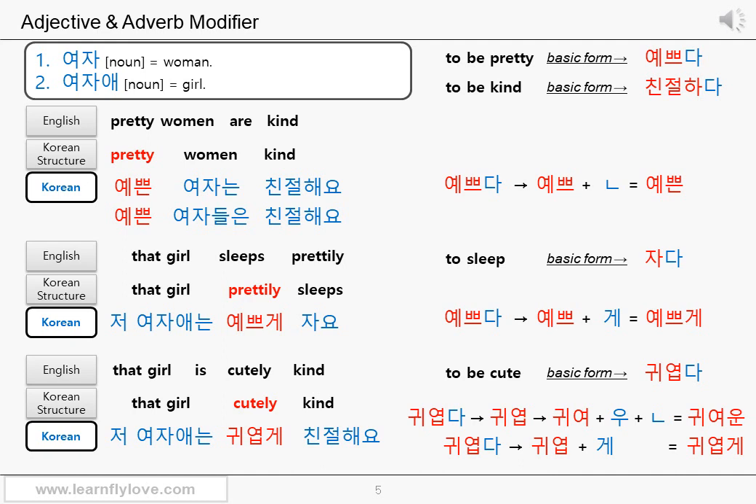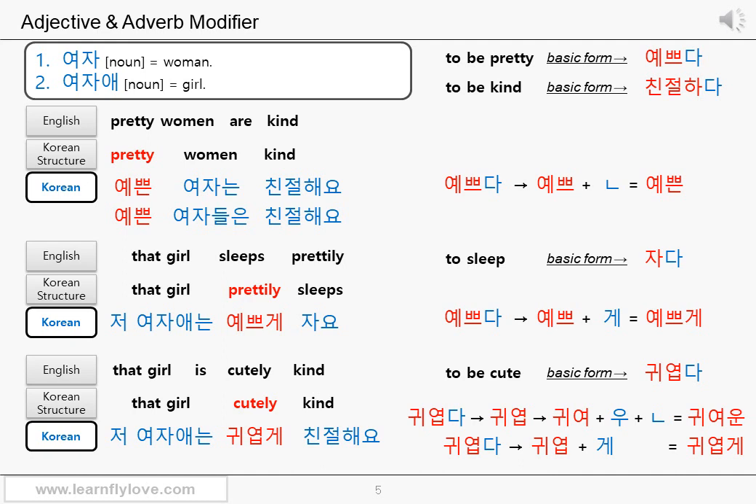The direct translation of the noun girl is 소녀. But nobody uses it in spoken Korean. It's too literary. Instead, Koreans use 여자애 more commonly. 여자 means a woman. And 애 means a kid. So 여자애 means a girl.